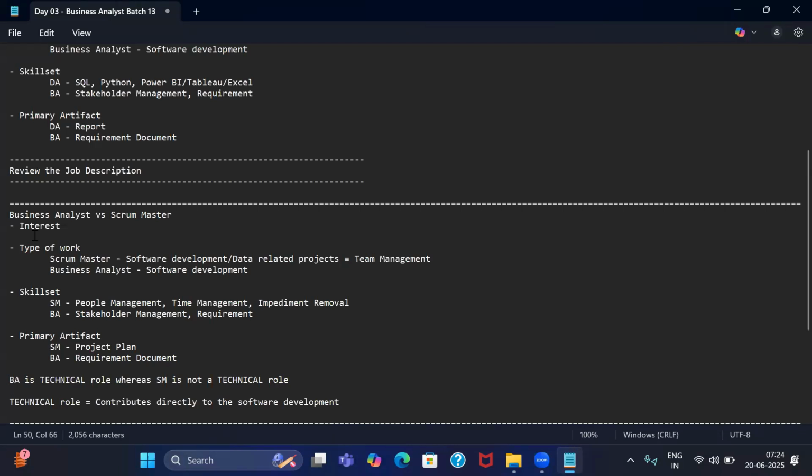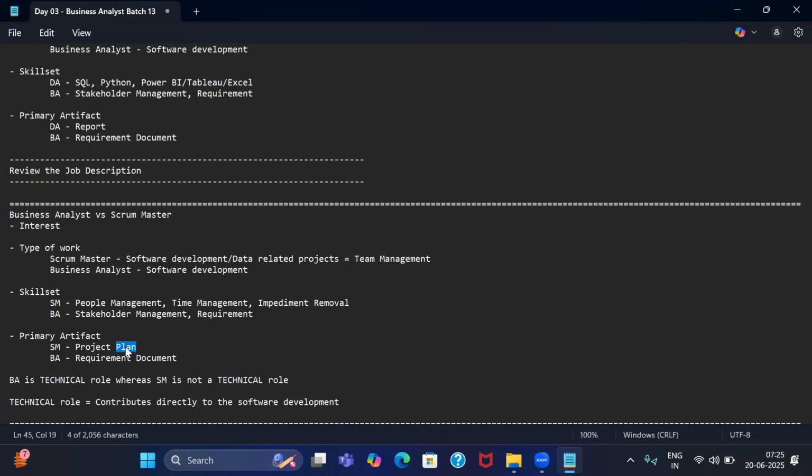Now, when it comes to choosing between BA and Scrum Master, we get back to the original point that it should primarily be driven by your interest. If you are more interested in managing people, resolving their queries, impediments, so that they can get back to their work, if you want to be more involved in creating a project plan, what work we will do, when we will do the work, how many people do we require to do the job, what will be the budget of the work, then you can choose to be a Scrum Master.